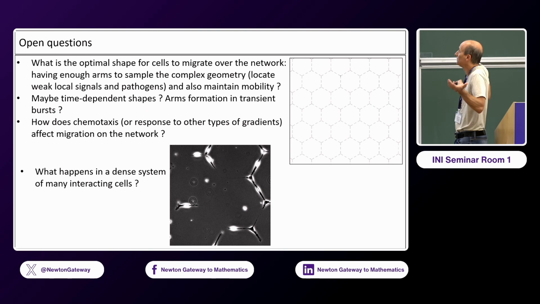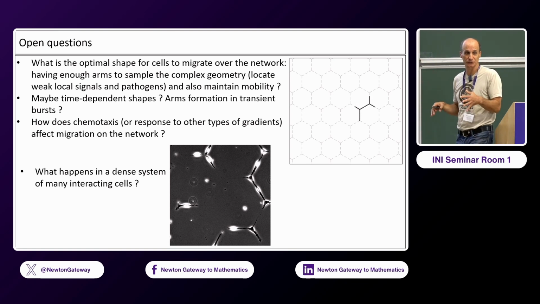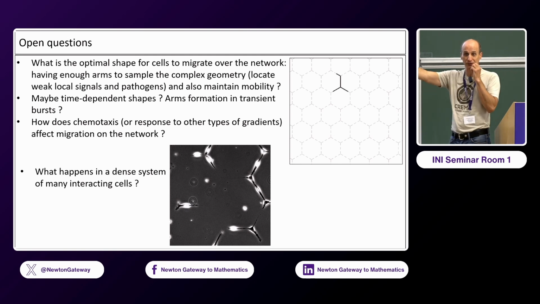Open questions: I think there are many open questions, but you can please come up with others. For example, biologists are interested in what is the optimal shape for these immune cells which are scouting your body. You want to have many arms maybe, because if you have many arms, you can sniff out a pathogen very well. But if you have many arms, you are not really able to move very efficiently. Maybe you can solve it by arm formation in transient bursts. You make lots of arms to sniff, and then you shrink down the arms in order to make much more efficient migration in the direction that you sniffed something.